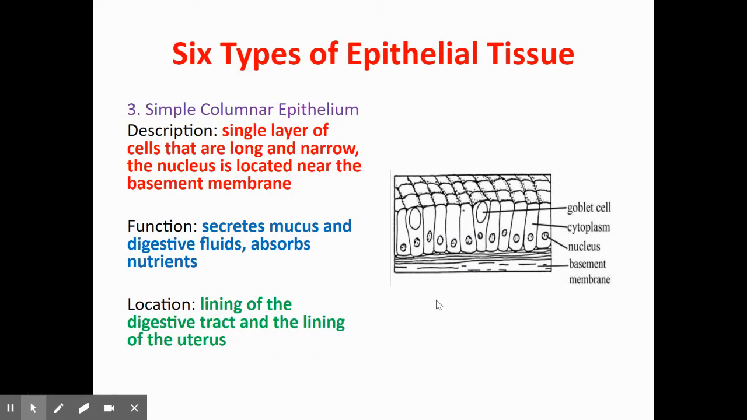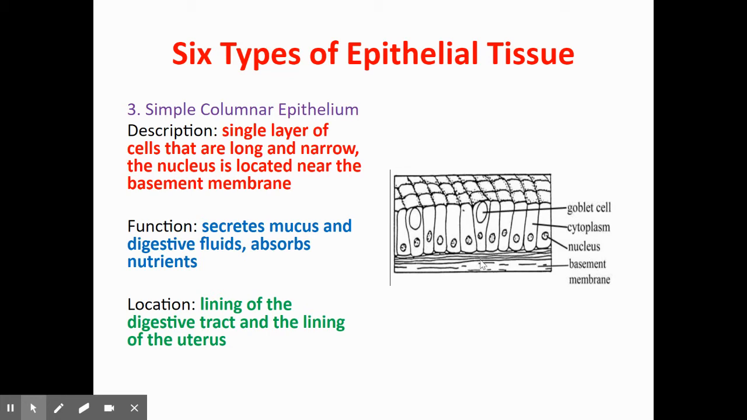We're going to go ahead and move on to our third type of tissue, simple columnar. So remember, simple means it's going to be one layer thick, and columnar means our cells are going to be tall and skinny. This is referred to as the basement membrane. You can kind of think of this as the bottom of the cell. That's where the cell starts, and then they're nice, tall, and skinny.